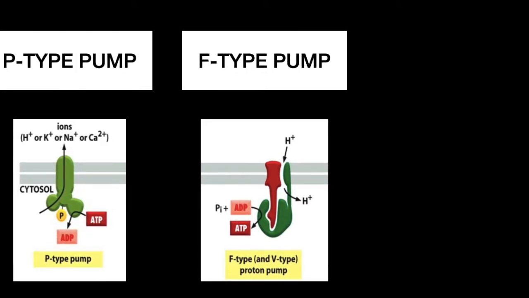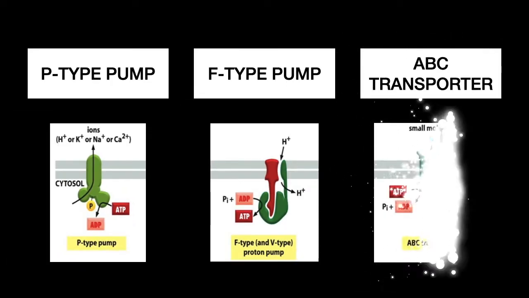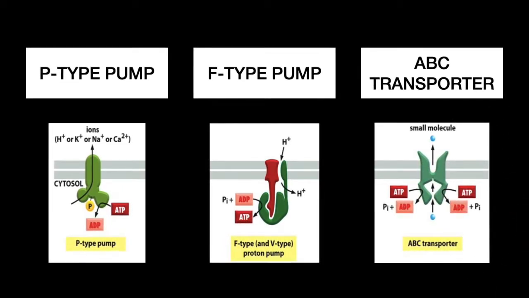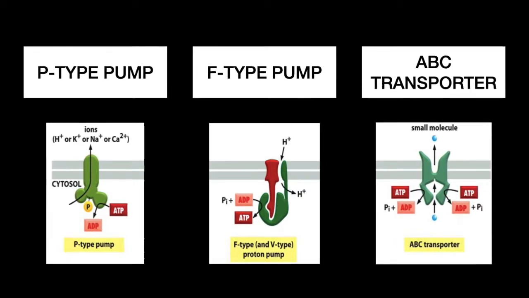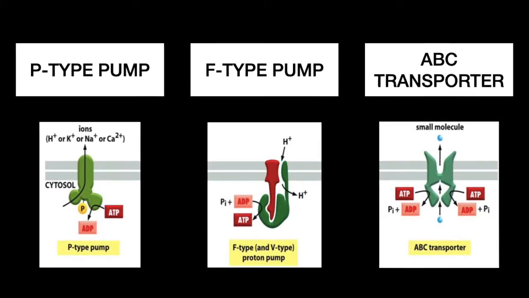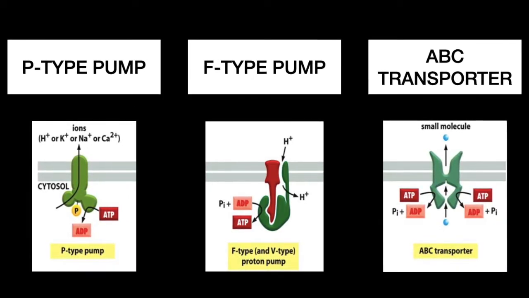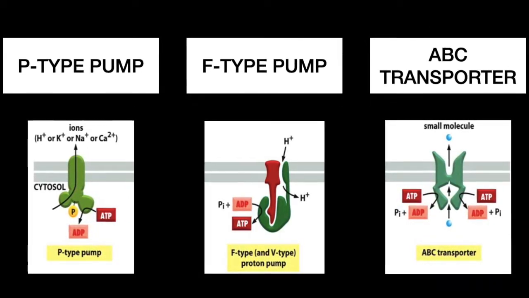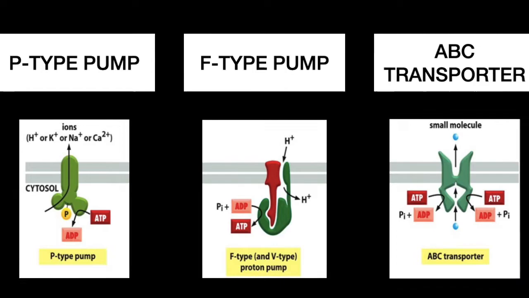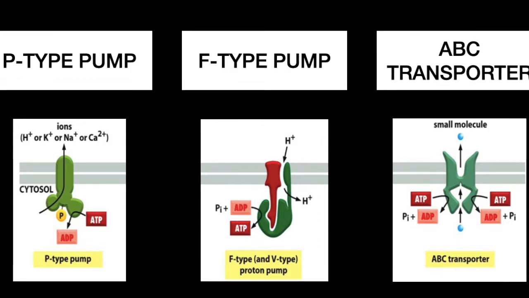On the other hand, ABC transporters primarily pump small molecules across cell membranes, in contrast to P-type and F-type ATPases, which exclusively transport ions. ABC transporters are named because each member contains two highly conserved ATPase domains or ATP binding cassettes. ATP binding leads to dimerization of the two ATP binding domains, and ATP hydrolysis leads to their dissociation.